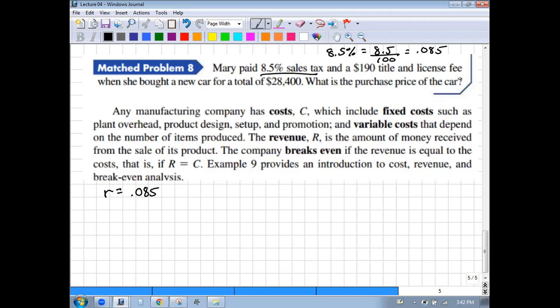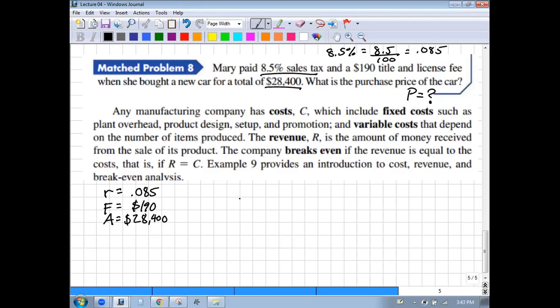And then there's a $190 title and license fee. So I'll use F for fee. And she bought a new car for a total amount of $28,400. What is the purchase price of the car? So I'll use P for the purchase price.